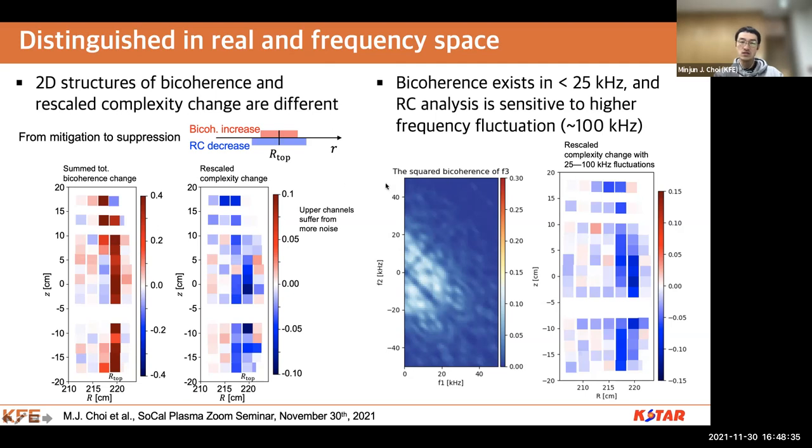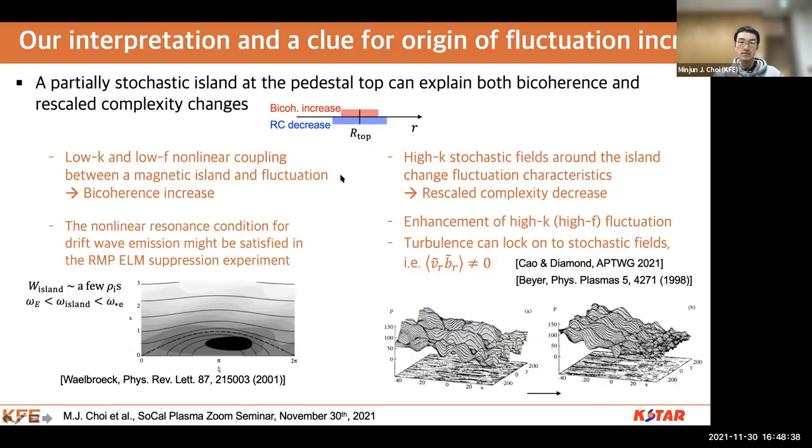So these analyses suggest that we can explain this seemingly contradictory result with a partially stochastic island at the pedestal top. This is our interpretation of these two analysis results. For example, firstly, low frequency nonlinear coupling between the magnetic island and the fluctuation could result in the bicoherence increase. And this nonlinear resonance condition for the drift wave emission might be satisfied in the RMP ELM suppression.